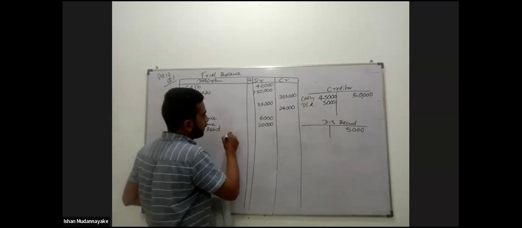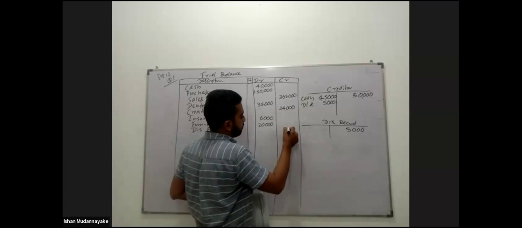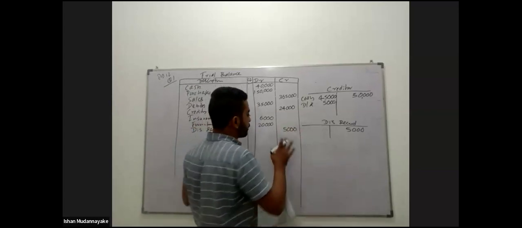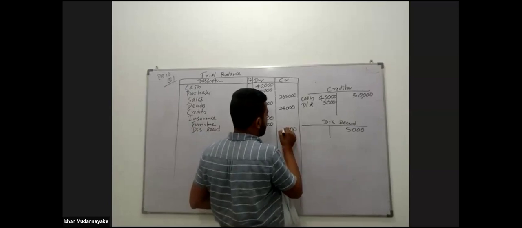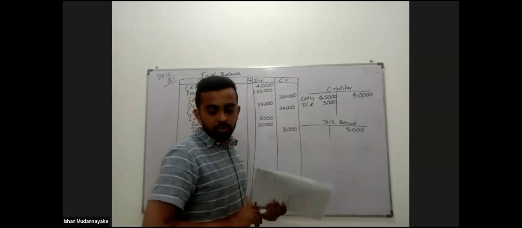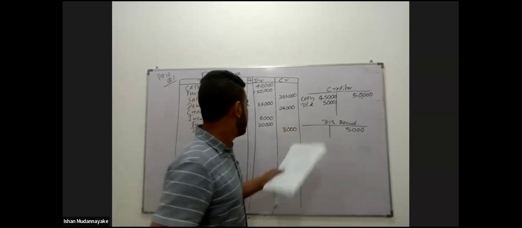Discount received, credit side 5,000. Sorry, not 5,000 here. In our question it is 8,000. Discount received 8,000. Discount received account, credit. Okay.